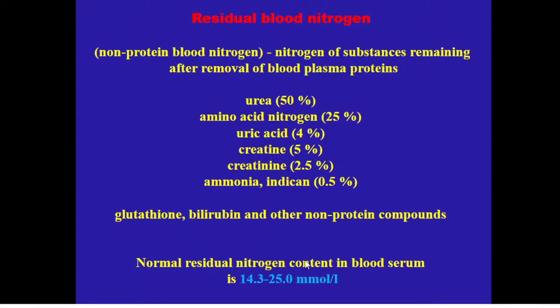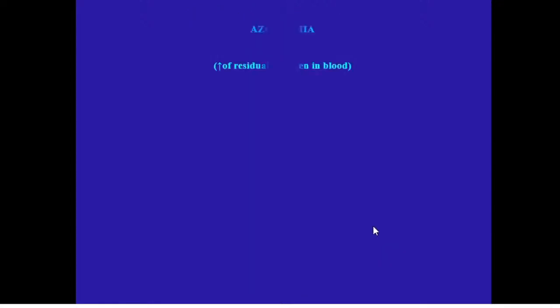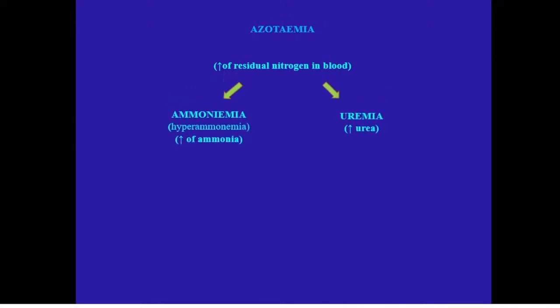Normal residual nitrogen content in blood serum is from 14.3 to 25.0 millimole per liter. I remind you that an increased quantity of residual nitrogen in blood is named azotemia, and it can be separated into two important types. This is ammoniemia, increased quantity of ammonia on the base of decreased urea, and uremia, when it's significantly increased, especially urea.